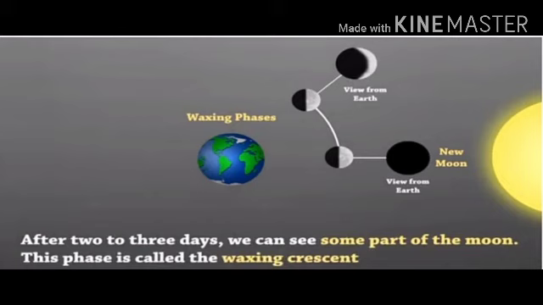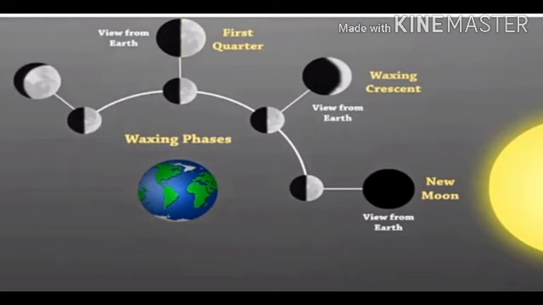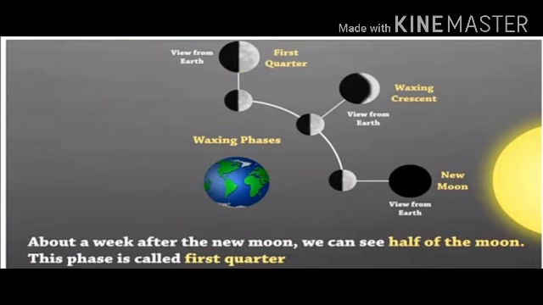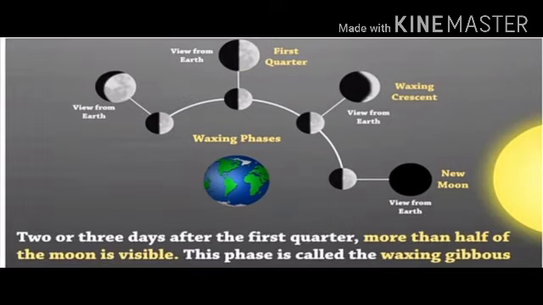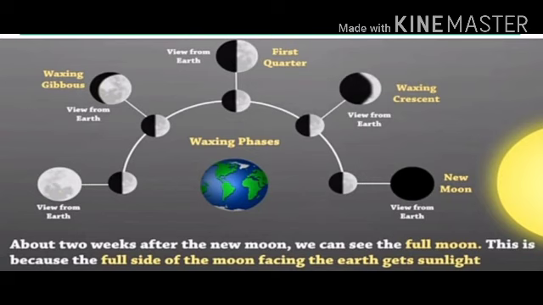After 2 to 3 days, we can see some part of the moon. This phase is called the waxing crescent. You can see the view, the waxing crescent, the first quarter. About a week after the new moon, we can see half of the moon is visible. This phase is called the waxing gibbous. About 2 weeks after the new moon, we can see the full moon. This is because the full side of the moon facing the earth gets sunlight.